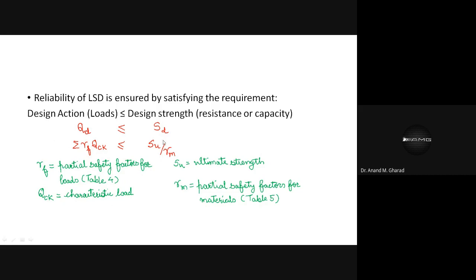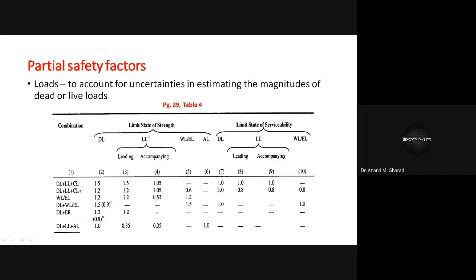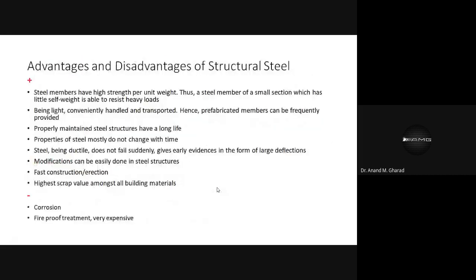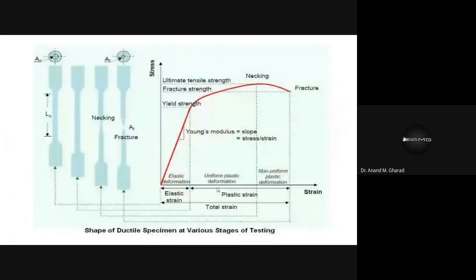Okay. Similarly, SD is then redefined as SU divided by gamma M. SU over here is the ultimate strength. Ultimate strength means this one. I will go back. This is your ultimate strength. Okay. And over here some partial safety factor has been introduced.